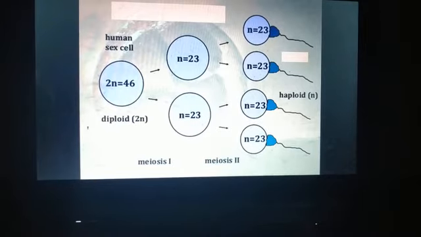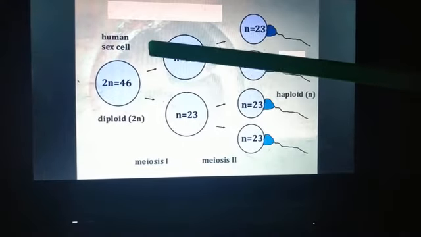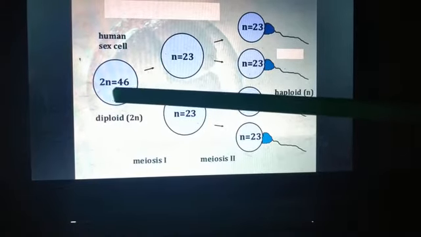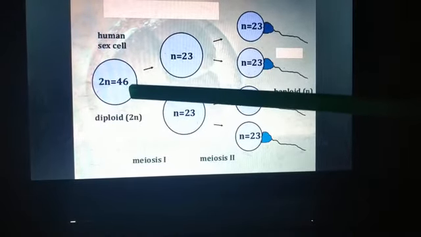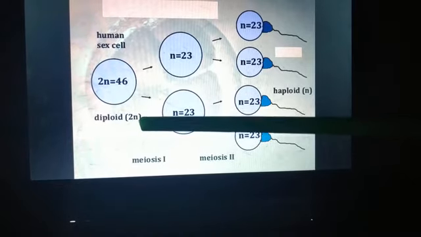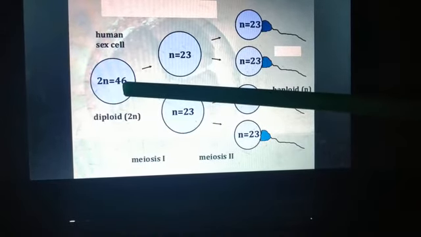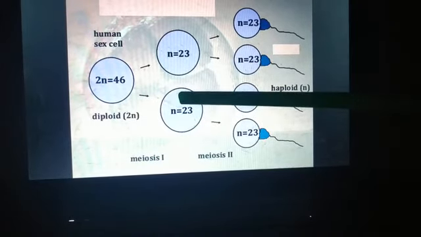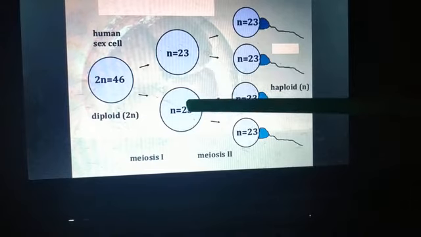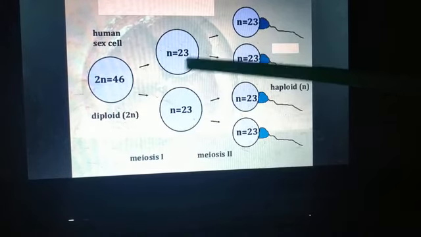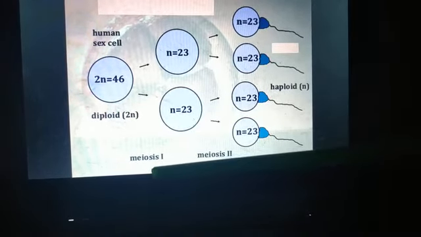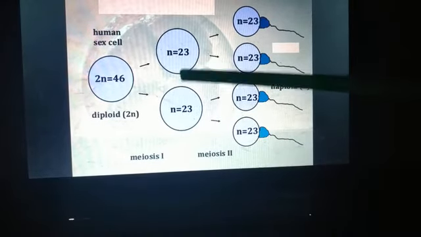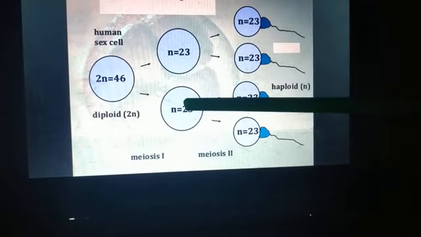See here, I am taking the example of human reproductive cells. Suppose we have 2n, that is 46 chromosomes. This is a diploid cell, 2n. From 46, each daughter cell will get half the number of chromosomes, that is 23 and 23, 23 in one cell and 23 in another cell. So this was our meiosis 1, where the chromosome number has reduced to half.